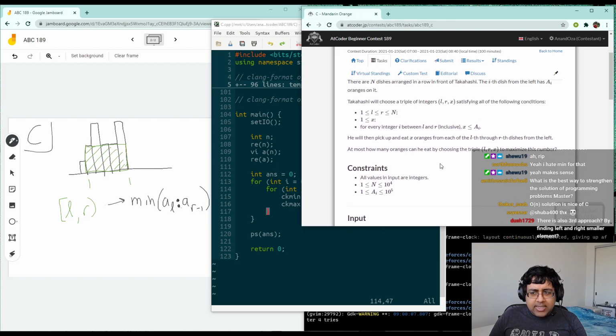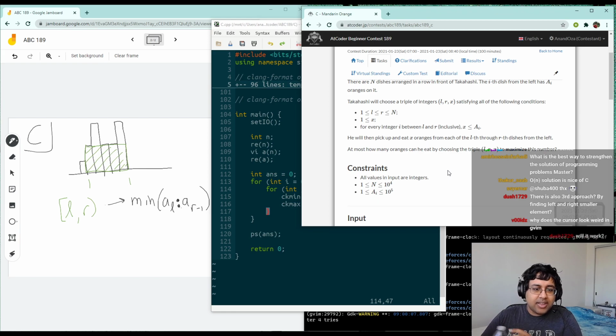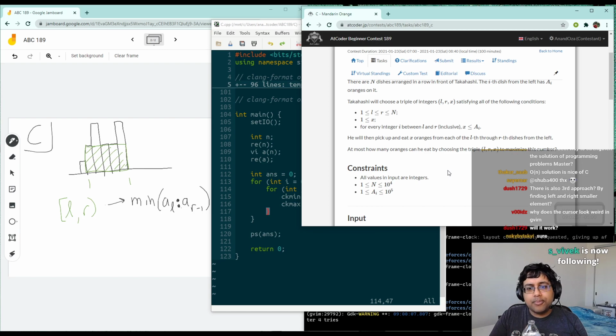And I guess the key insight on this problem is what you want to do is, oh, I gotta hydrate. The key insight here is what you want to do is, instead of considering all triples LRX, you want to just consider all pairs LR, and then you want to consider the optimum value of x for that interval.